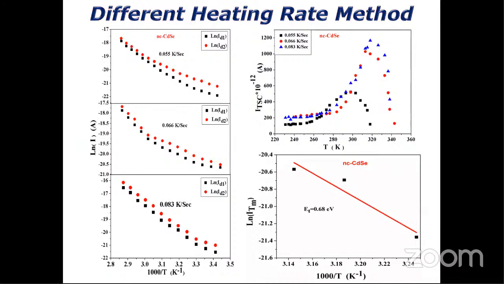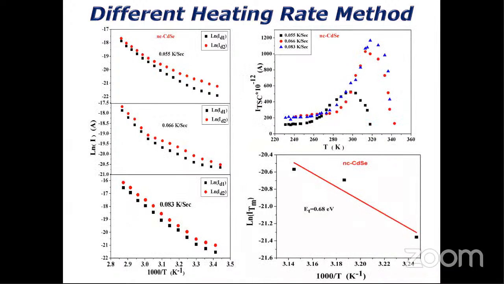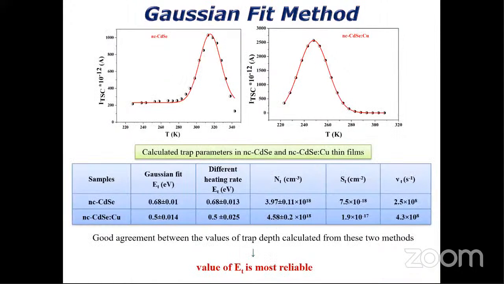Okay, so here you can see the trap energy, we are getting around 0.68 electron volts or so from these measurements. This earlier one is for the undoped sample, and this is for the copper doped one. So these values we have kept in the table, which have been calculated using the two methods: one is the Gaussian fit and the other one is the different heating rate.